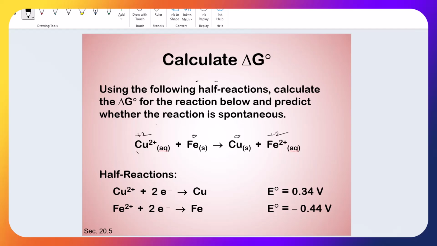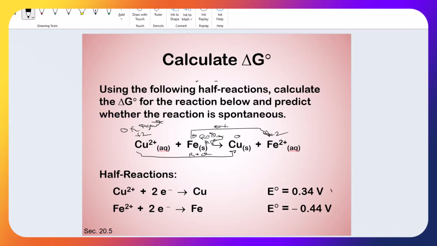Copper is being reduced to copper metal. That's a reduction, and by the way, that makes copper 2 plus the oxidizing agent. You can practice all of this no matter what kind of problem you're doing. Iron is going from a 0 to a plus 2. That's a loss of electrons, so that is oxidation, and that makes iron the reducing agent. Never pick anything from the product side as what gets oxidized or reduced. You use the product side to determine what happens on the reactant side.